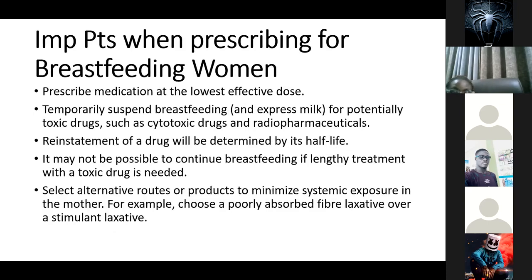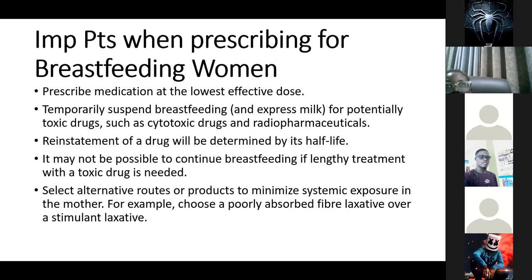So it's important to observe a few things when prescribing for breastfeeding women. So prescribe the medication at the lowest effective dose. Temporarily suspend breastfeeding and express milk for potentially toxic drugs, such as cytotoxic drugs and radiopharmaceuticals. Then the half-life of the drug will determine when you reinstate the drugs.